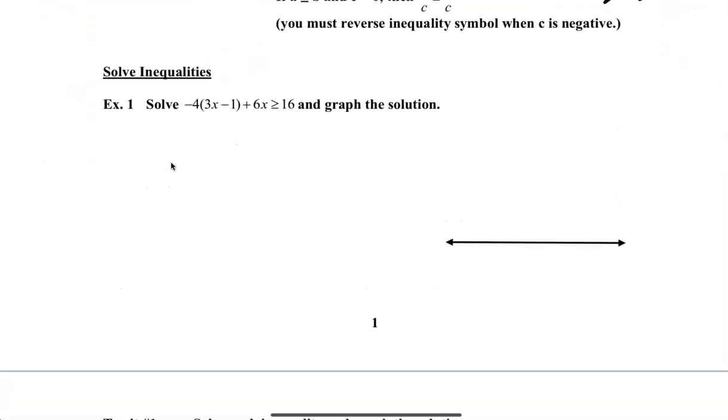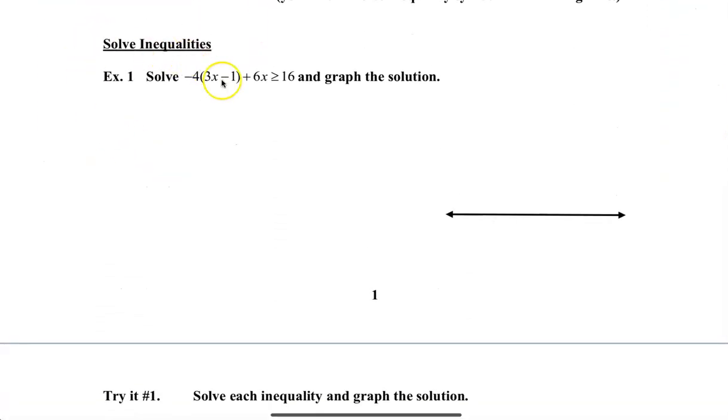Okay, so with that in mind, let's do an example. So I want to solve this inequality and we're going to graph the solution. Keep in mind our first rule of solving equations is simplify both sides first. So I want to simplify this left-hand side first. So we're going to distribute the negative. So negative 12x plus 4 plus 6x greater than or equal to 16.